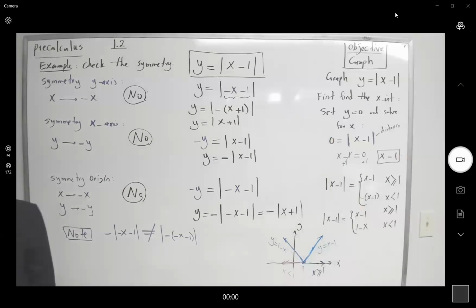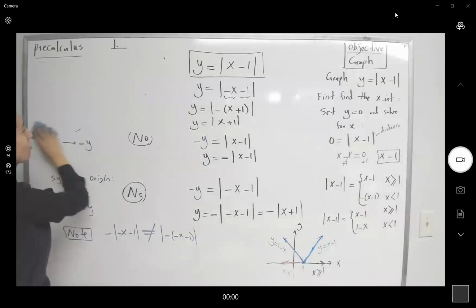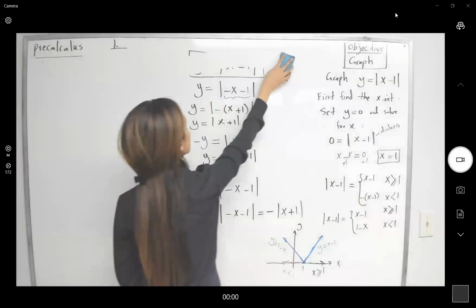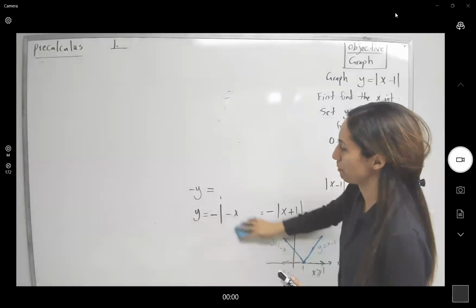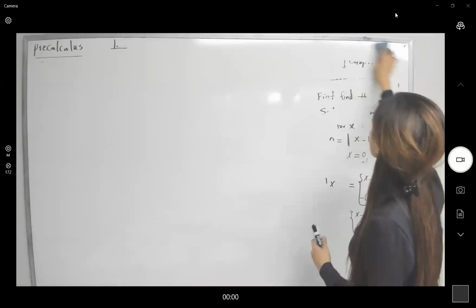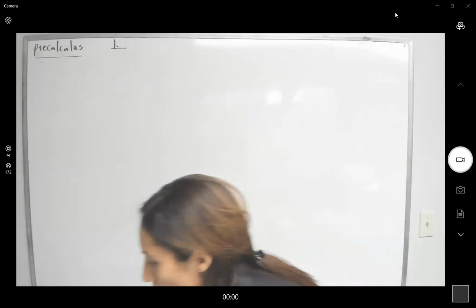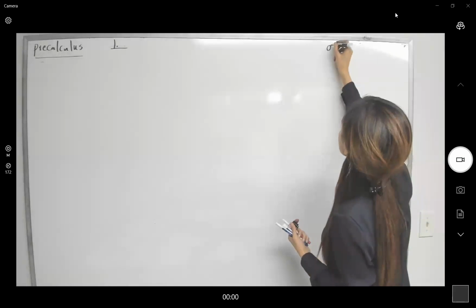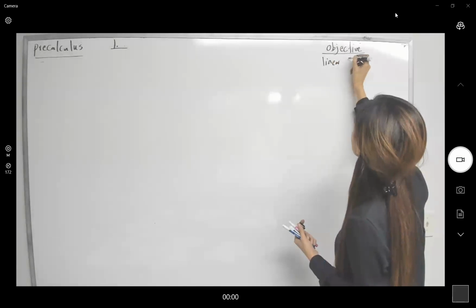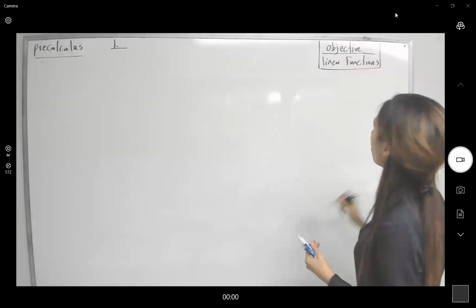So let us move on to 1.3 and talk about linear equations. Remember that in the family of functions, we have different members. So our objective is linear functions. And let's put an S, so we include all of them.